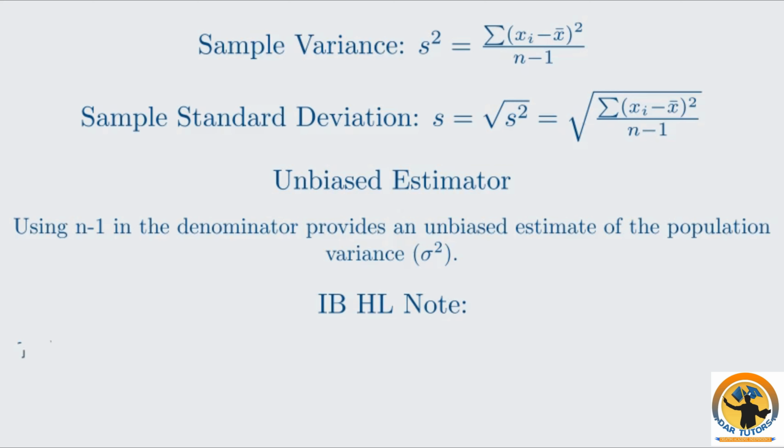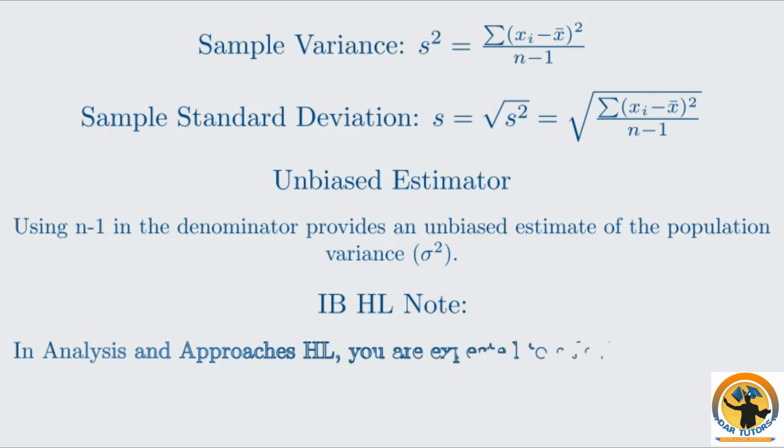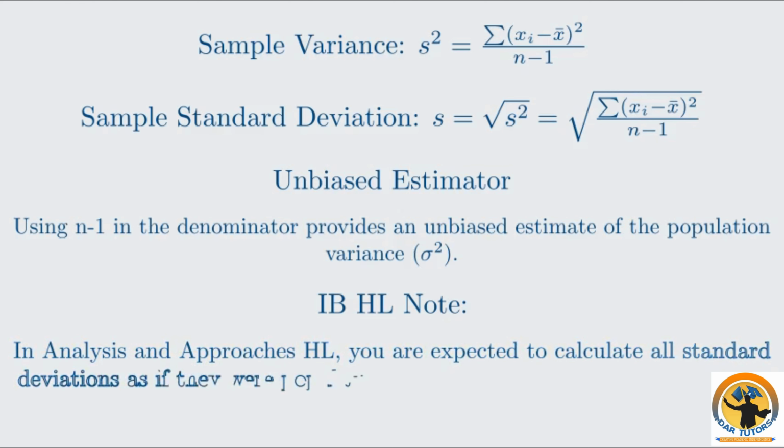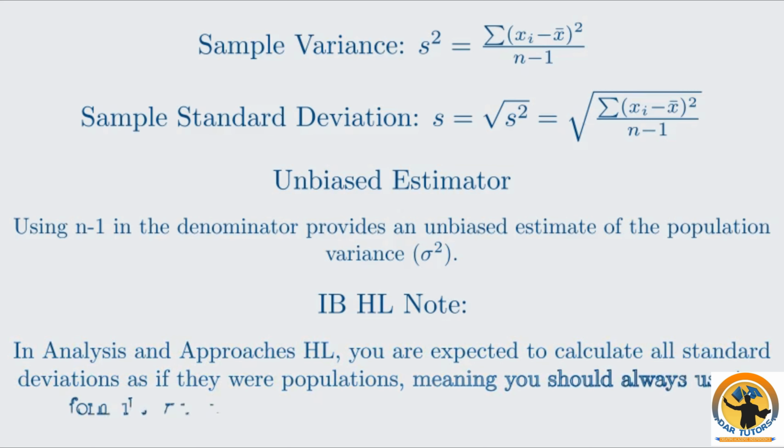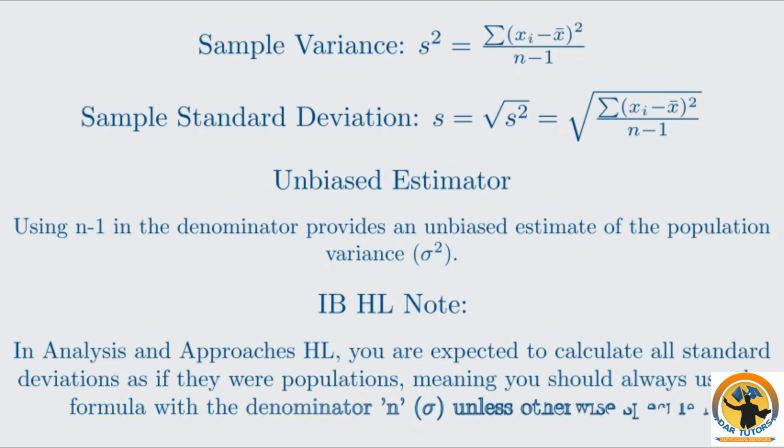Now for the IB Mathematics: Analysis and Approaches Higher Level curriculum. A note on this. While the true statistical distinction exists, for the purposes of the Analysis and Approaches HL course, you are expected to calculate all standard deviations as though they were populations. This means you should always use the formula with the denominator n, unless a question specifically asks for the sample standard deviation. We will follow this convention for all our subsequent examples unless the context demands otherwise. However, it is important to be aware of the difference, as it is a key statistical concept.